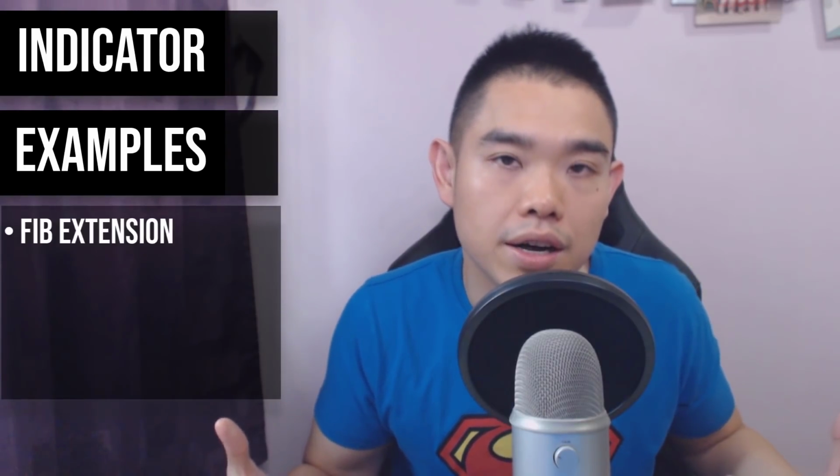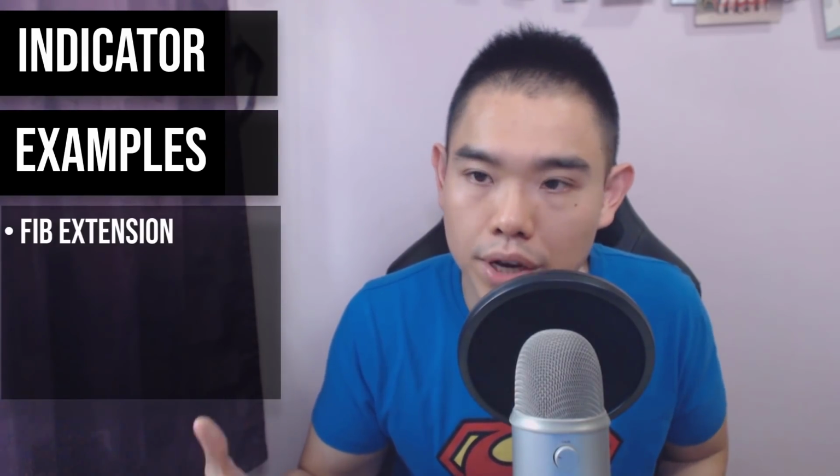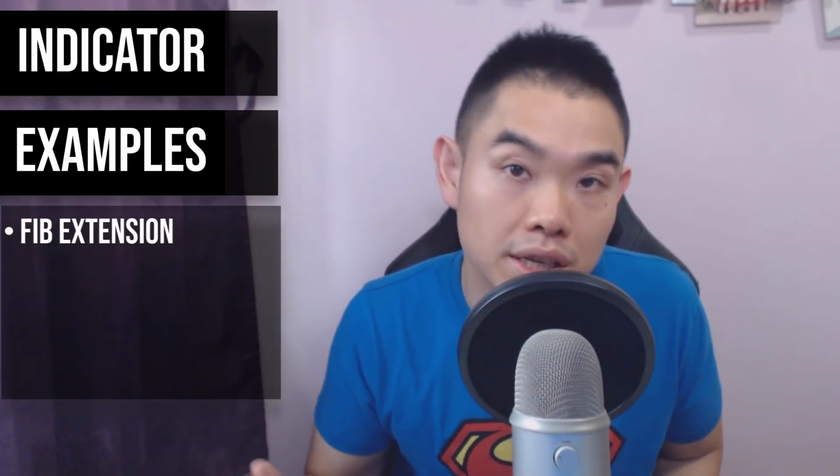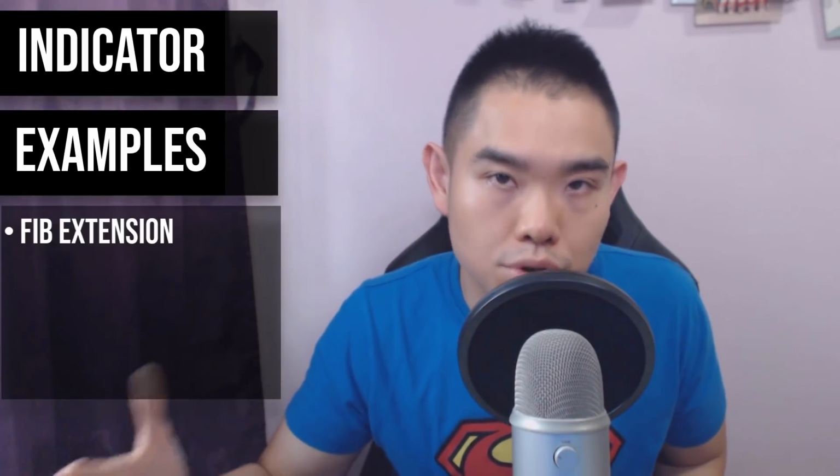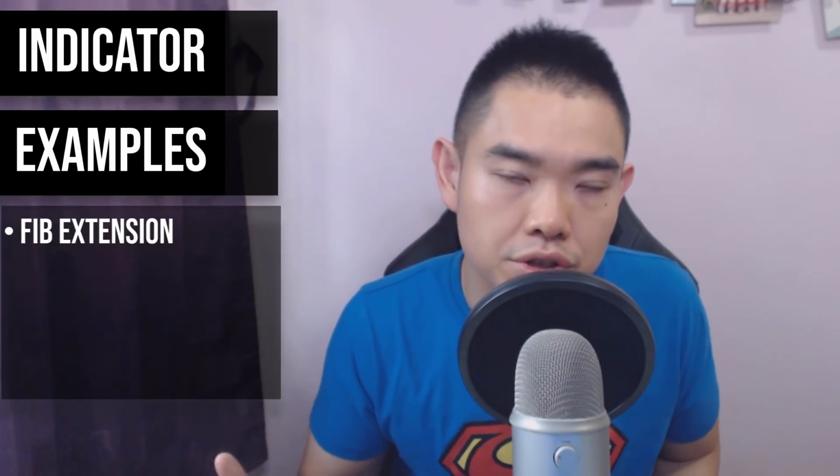This is where the Fibonacci extension tool can be useful. You can use the 127 extension or the 138 extension to signal to you when to exit your trade. So this is how a Fibonacci extension tool is useful.